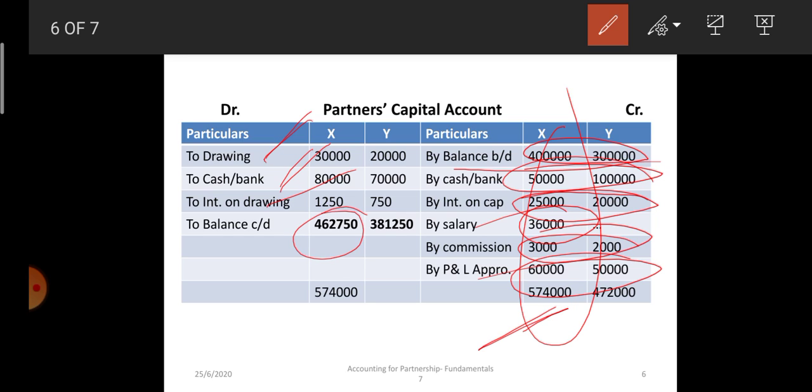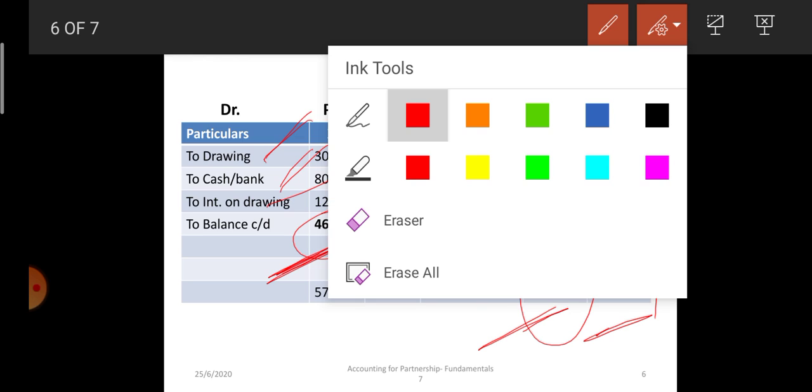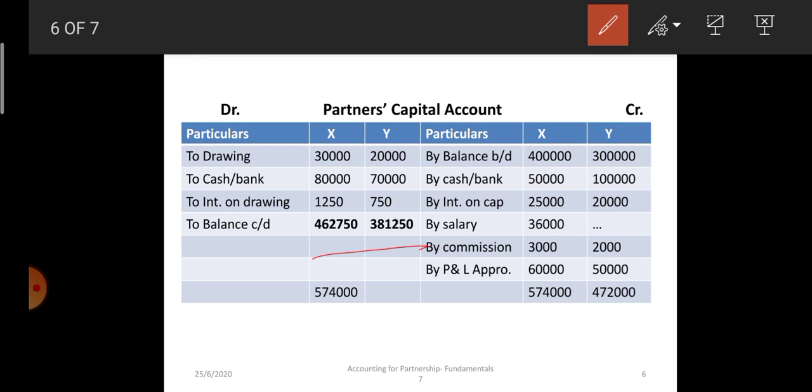So the capital balance is 4,62,750. In the same manner, the total of the credit side of Y is taken, which is 4,72,000. From that 20,000, 70,000 and 750 is deducted. So the closing balance is 3,81,250 rupees. Balance is taken.